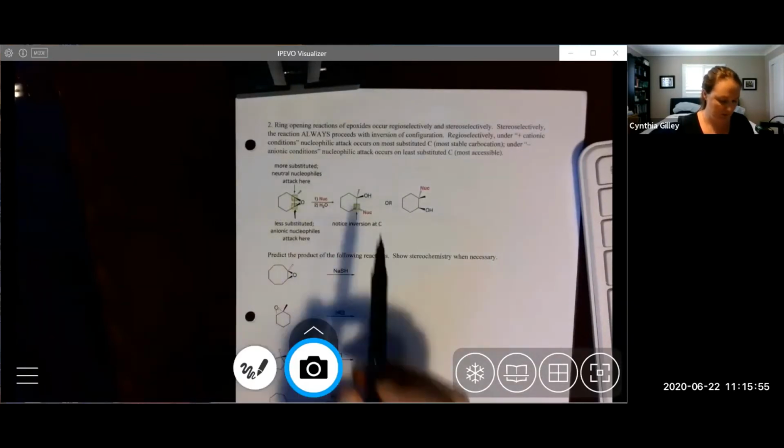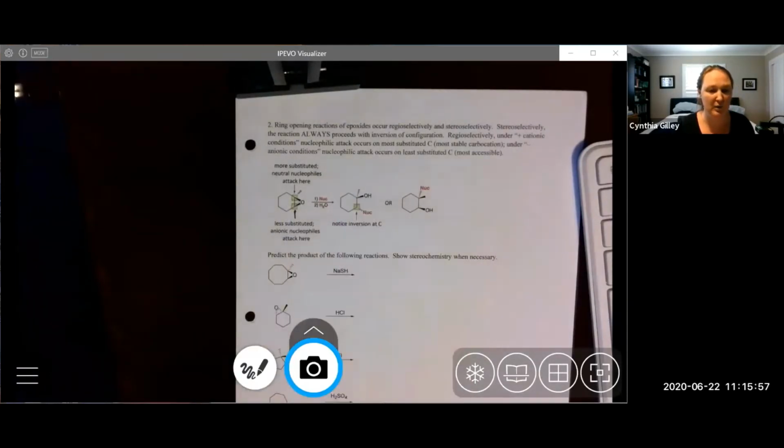There's a huge driving force. We call it a thermodynamic driving force for the reaction. We release the ring strain, so it's very favored to open up the ring.